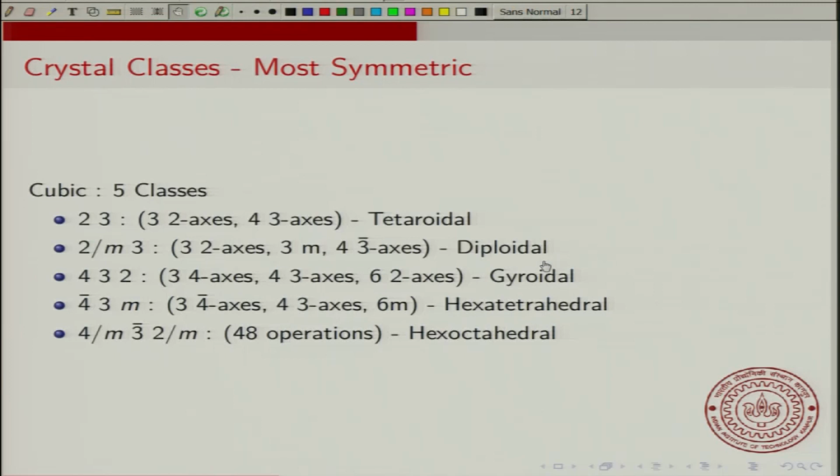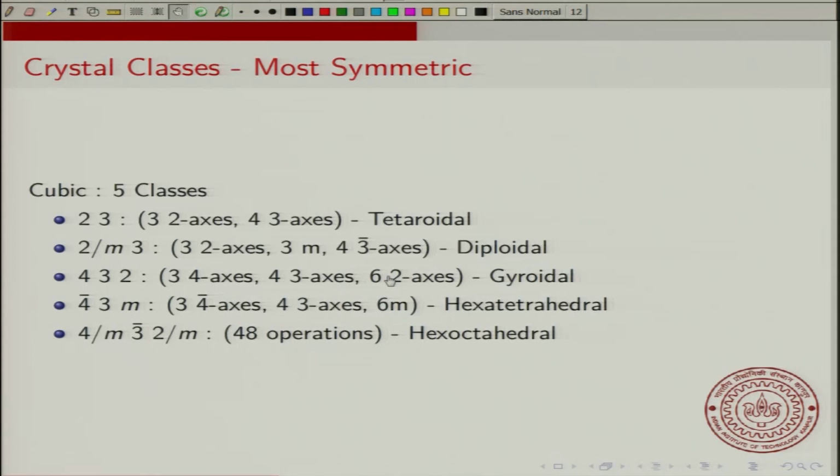This is referred to as diploidal. Then you could have 3 4-fold axes, 4 3-fold axes, and 6 2-fold axes. This is called gyroidal. Notice here there are no mirrors. In this gyroidal system there are only the 4-fold axes, 3-fold axes and 2-fold axes, but there are no mirrors. And again this 3 4-fold axes, 4 3-fold axes, and 6 2-fold axes, these numbers 3, 4, 6 are fairly standard.